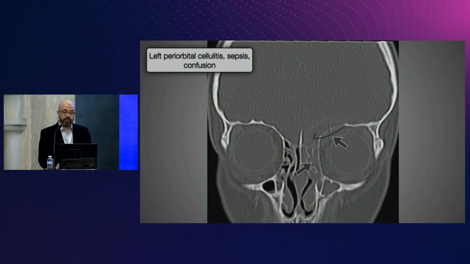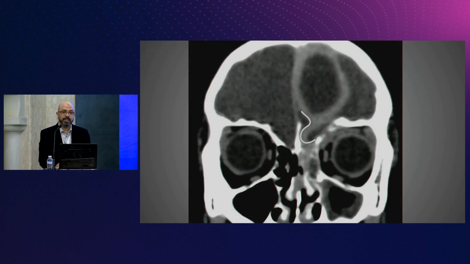If you look more carefully, what's that? What's happening here? There are erosions in the roof of the orbit. And once you see that, you need to check what? The cranial cavity. What's happening here?